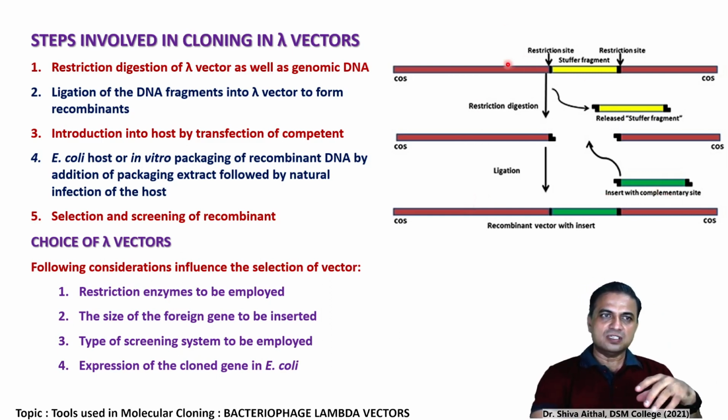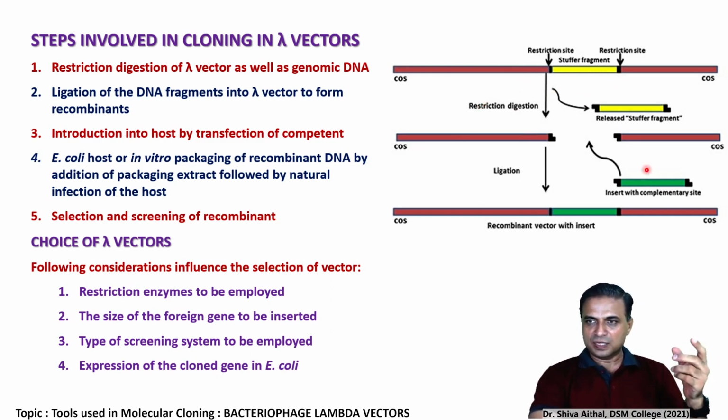So the first step is restriction endonuclease digestion of the lambda vector as well as the genomic DNA. The genomic DNA, which is green, and the lambda vector, which has the yellow stuffer region, are acted upon by the same restriction endonucleases. Then it is ligated into the DNA of the lambda genome. So ligation of the DNA fragment into the lambda vector forms a recombinant.